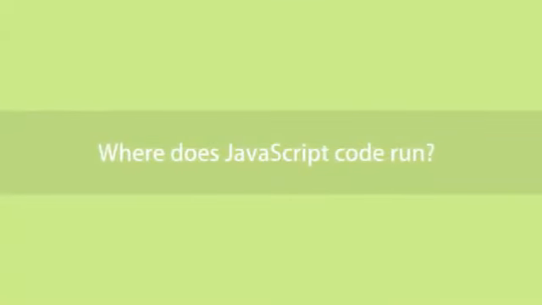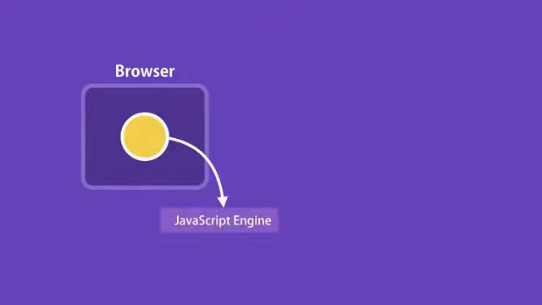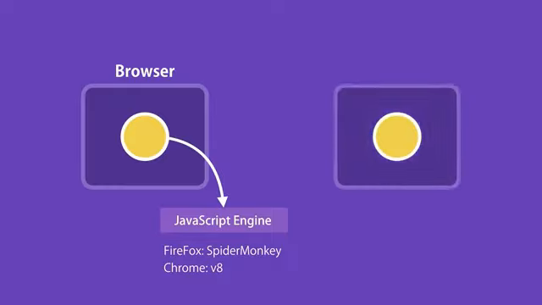The third question, where does JavaScript code run? JavaScript was originally designed to run only in browsers. So every browser has what we call a JavaScript engine that can execute JavaScript code. For example, the JavaScript engines in Firefox and Chrome are SpiderMonkey and V8. In 2009, a very clever engineer called Ryan Dahl took the open source JavaScript engine in Chrome and embedded it inside a C++ program. He called that program Node. So Node is a C++ program that includes Google's V8 JavaScript engine.